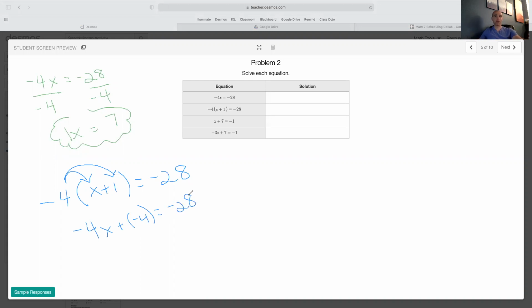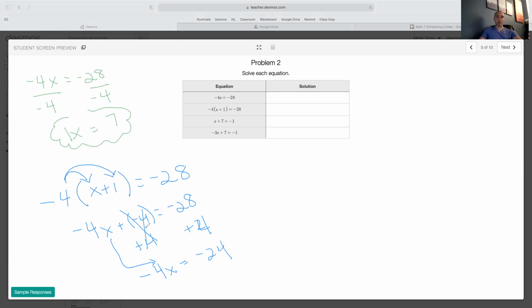Okay, so now I'm going to use some opposite operations. Here I'm adding negative 4, so let me add positive 4, right? The whole point is to make a 0. Negative 4, positive 4, they combine, make a 0. If I do it to one side, I got to do it to the other. Oops, that's supposed to be a 4. And so what I have now is negative 4x, right? These go away, but this comes down, equals negative 28 plus 4 is negative 24.